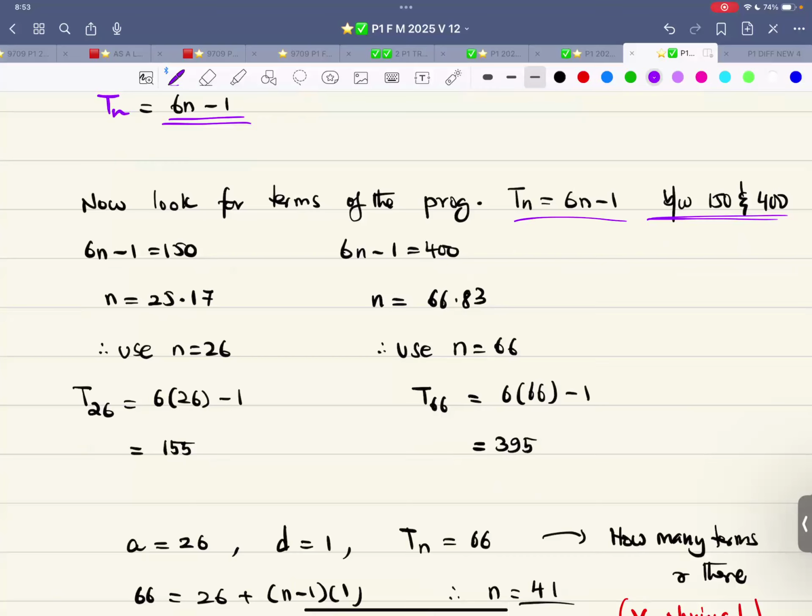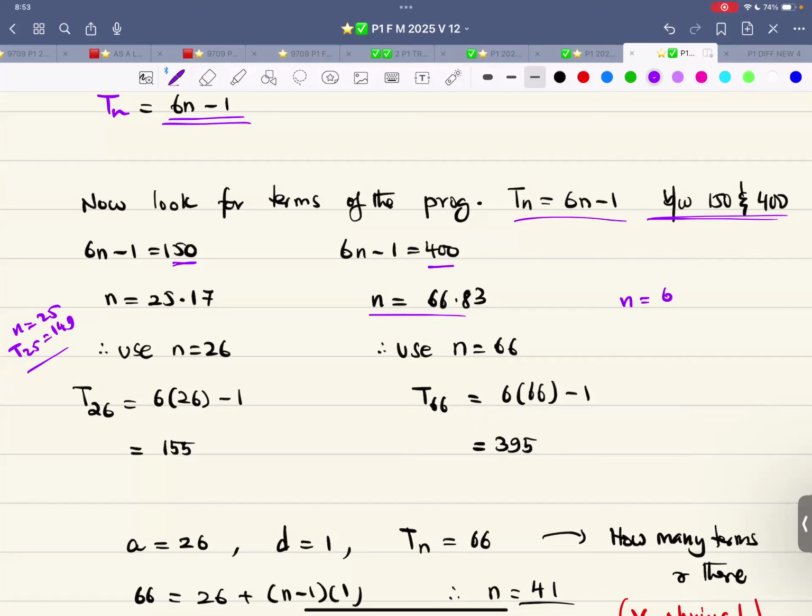So if I use n as 25, Tn is 6 into 25, that is 150, minus 1. Therefore, T25 is 149. And over here, I use the same formula. I equate it to 400. I get n is equal to 66.83.